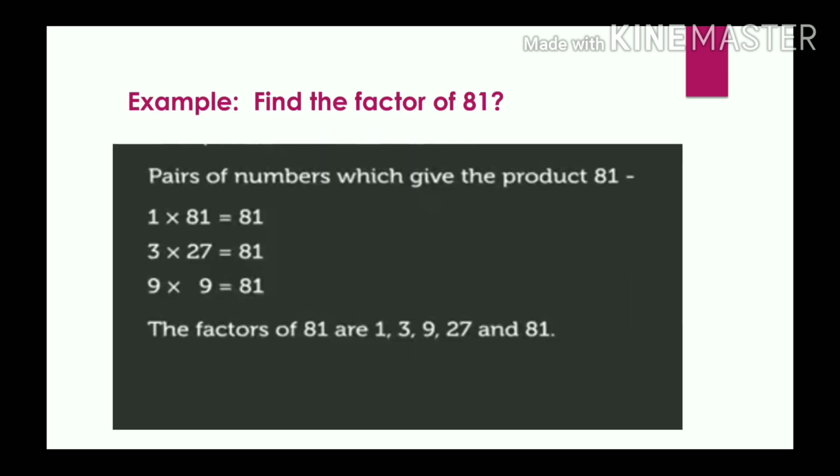Now the second example is, find the factors of 81. Here also we have to find the pairs of numbers which give the product 81. So the first pair is 1 multiplied by 81 equals 81, the second pair is 3 multiplied by 27 equals 81, and the third pair is 9 multiplied by 9 equals 81. Thus, the factors of 81 are 1, 3, 9, 27 and 81.